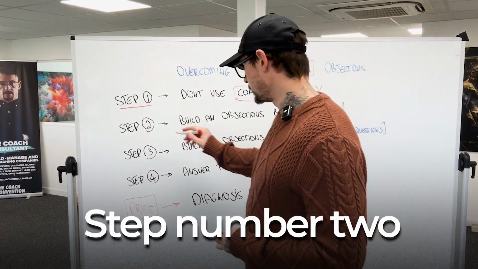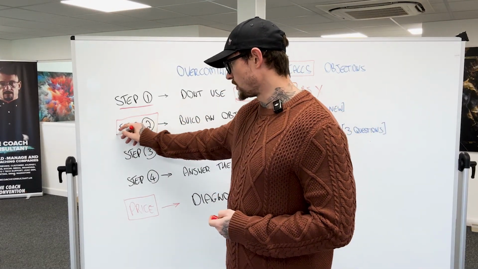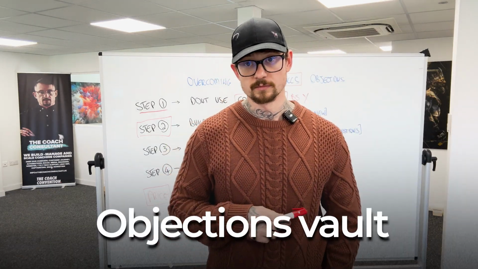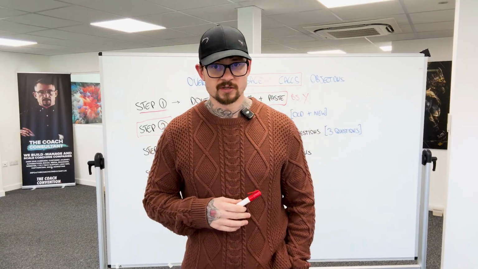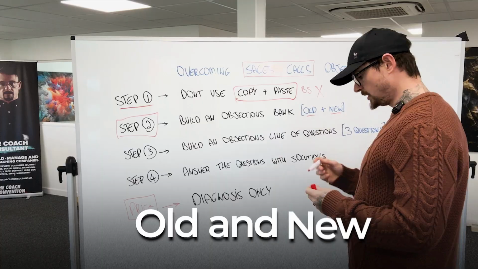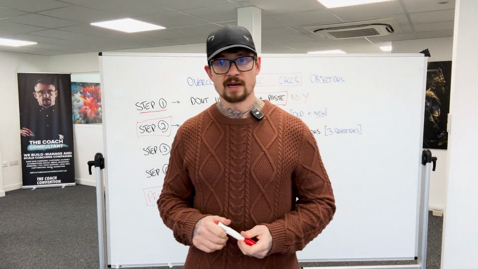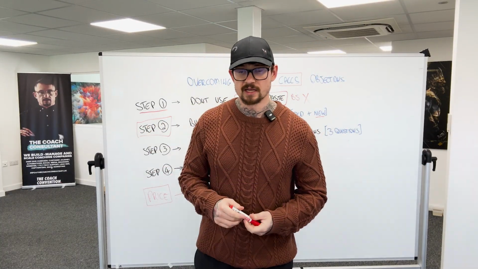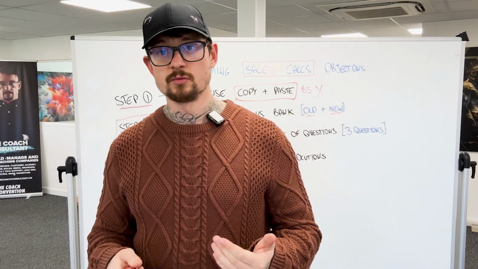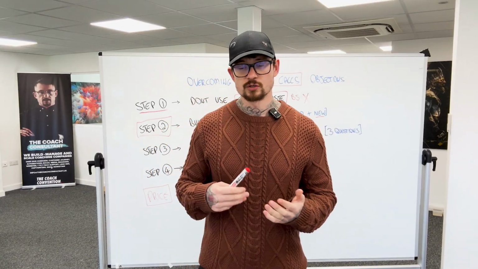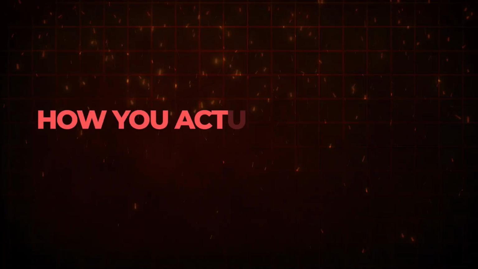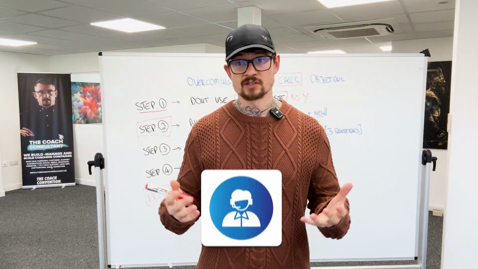So step number 2, this is going to be an exercise that I want you to do immediately after this call, and that is to start building out your objections vault, right? Your objections vault is something that you need to be processing and building for both old and new. So every single objection that you've ever had, write it down. Every single new objection that you get, write it down. That means you've got a vault of objections that you know are going to be coming up at some point. And it's your main priority to make sure that you are as trained as humanly possible in terms of how you actually respond to that objection when it is raised on a call.